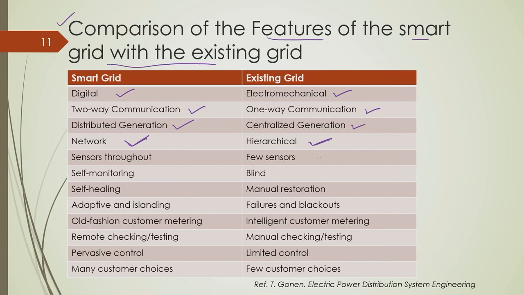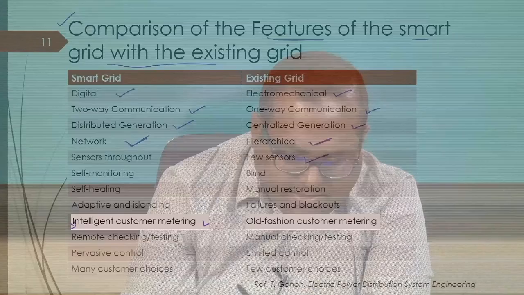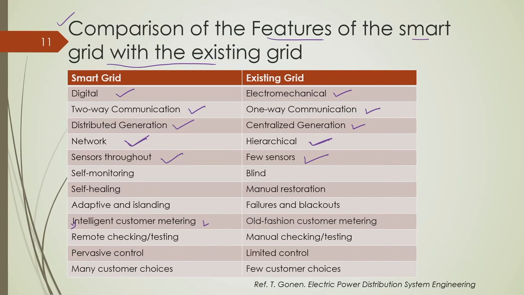In the existing grid we have few sensors, and particularly in distribution networks we have very few, in fact a negligibly small number of sensors. But a smart grid needs sensors throughout, so that the whole operation is observable. The existing grid is blind, and the smart grid should be self-monitoring. If the existing grid needs manual restoration due to a fault or any disturbance, then the smart grid should have a self-healing capability.